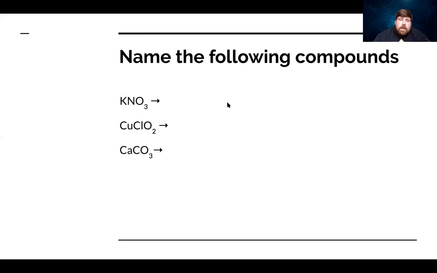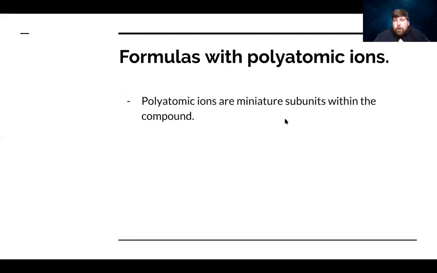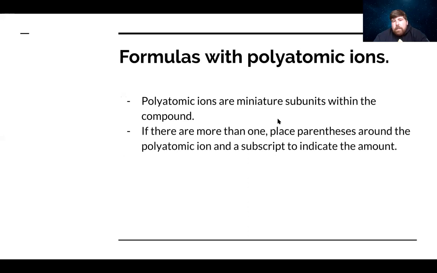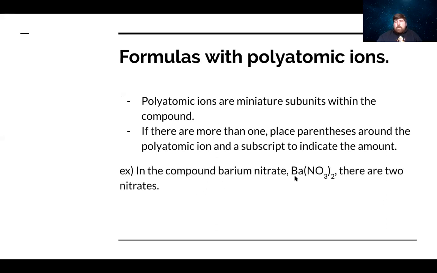So with that being said, I want to remind everyone that when we write formulas with polyatomic ions, the subscripts indicate the amount of the polyatomic ions present in that ratio. If there is more than one, you want to place parentheses around the polyatomic ion and use a subscript to indicate the amount. So for example, if we're looking at barium nitrate, which is the formula Ba(NO3)2, there are 2 nitrate polyatomic ions.